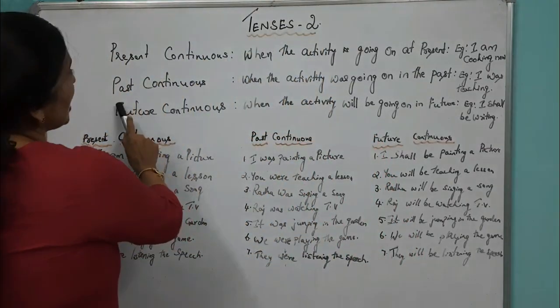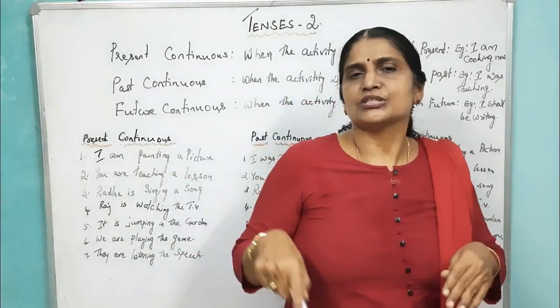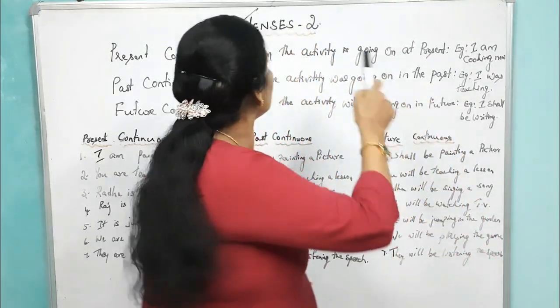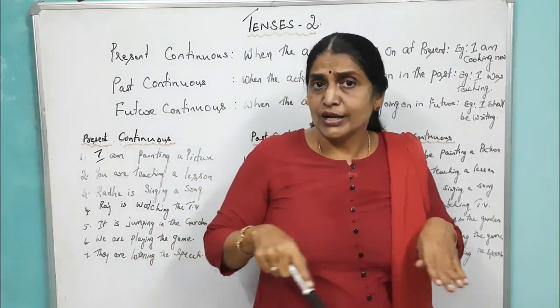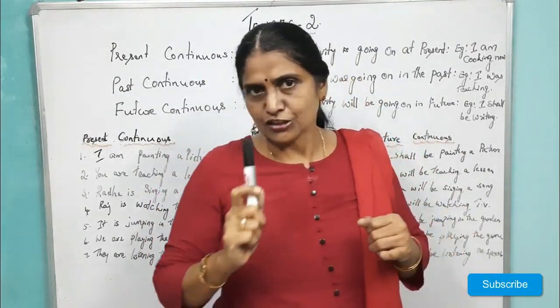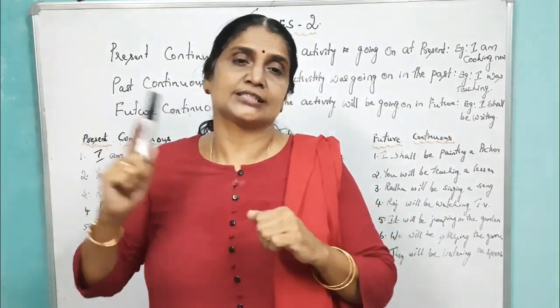Now let's go to past continuous tense. Past continuous. What is the meaning of continuous? It is continuing at the time. You are able to understand. Now you learned about present continuous tense. I told you when the activity is going on at the time of speaking, then you use present continuous tense. In the present situation, the activity should go on. It should be continuous.